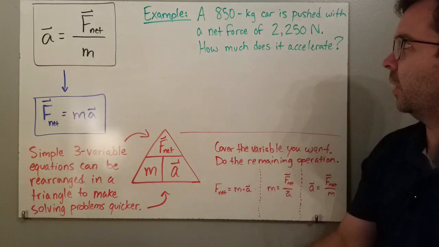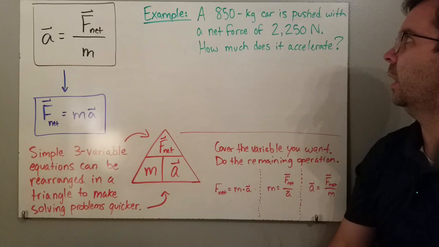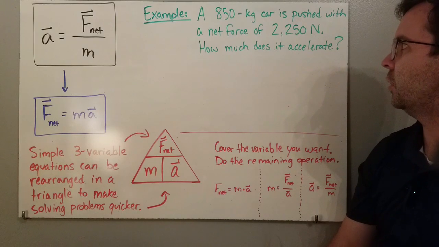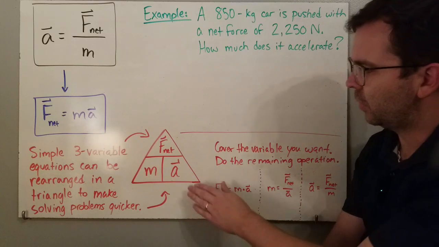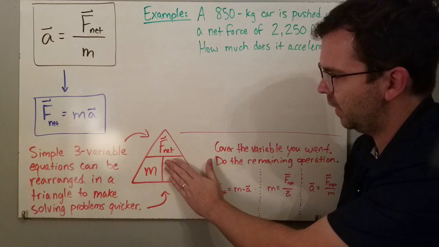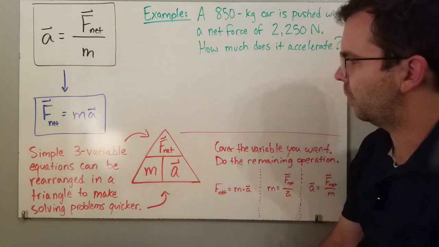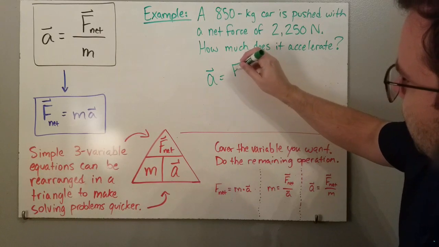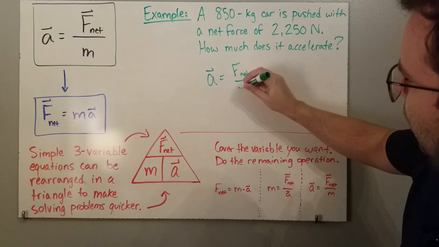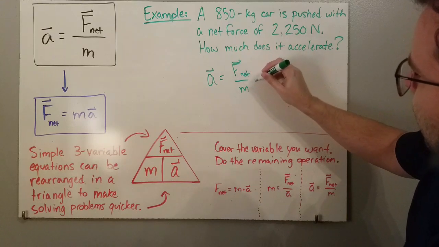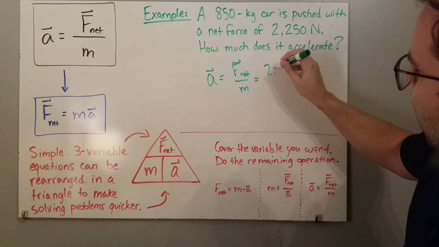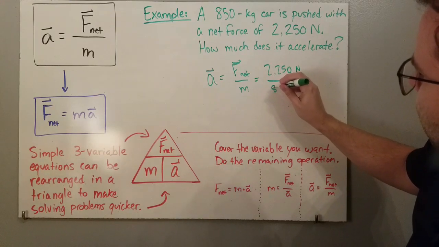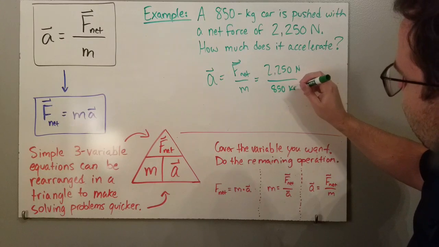In this example, it says an 850 kilogram car is pushed with a net force of 2250 newtons. How much does it accelerate? So if I'm looking for acceleration, I can cover up the A, and I have net force over mass. So acceleration equals net force over the mass. And my net force is 2,250 newtons. My mass is 850 kilograms.